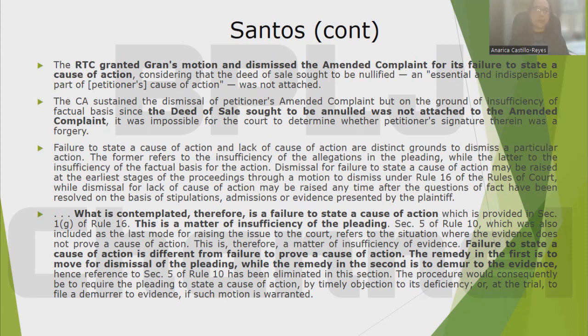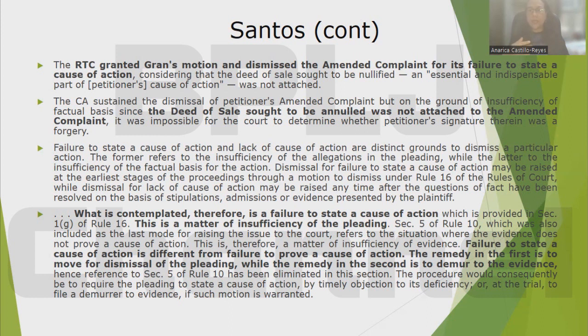So there is a difference between failure to state a cause of action and lack of cause of action. If you're moving to dismiss on the ground of failure to state a cause of action, you are relying solely on the pleading, admitting all the allegations of the pleadings as true. Still, the plaintiff is not entitled to the relief prayed for.